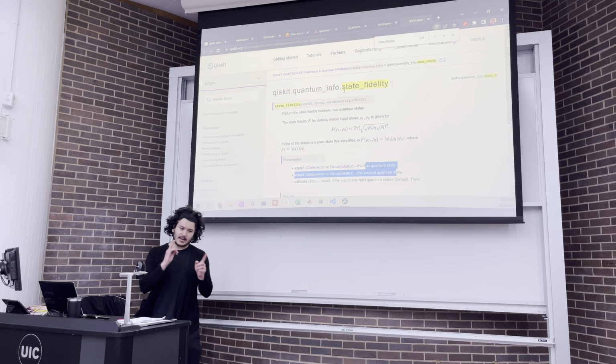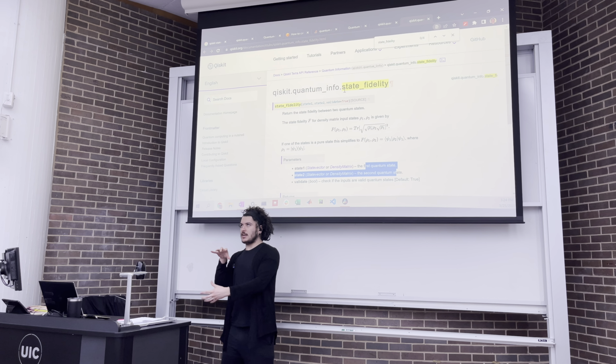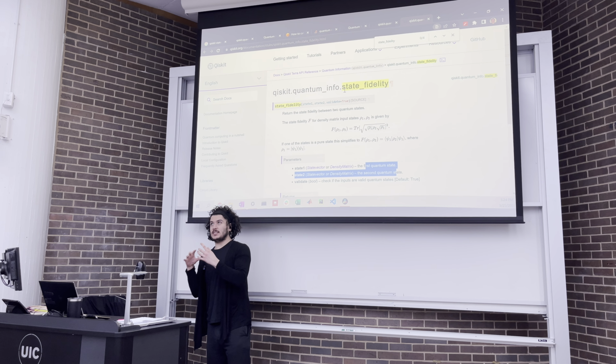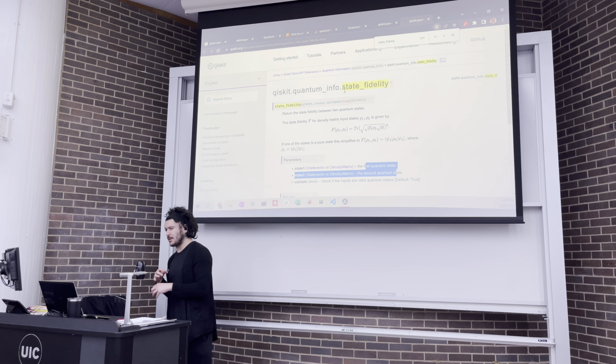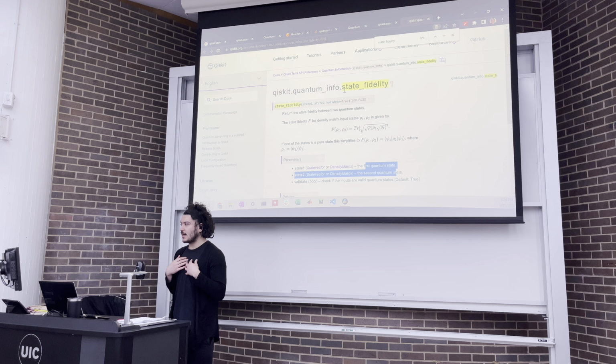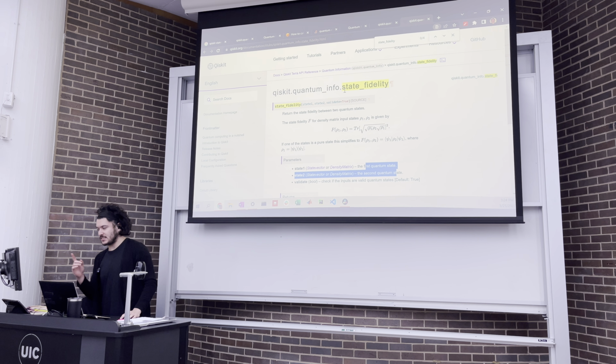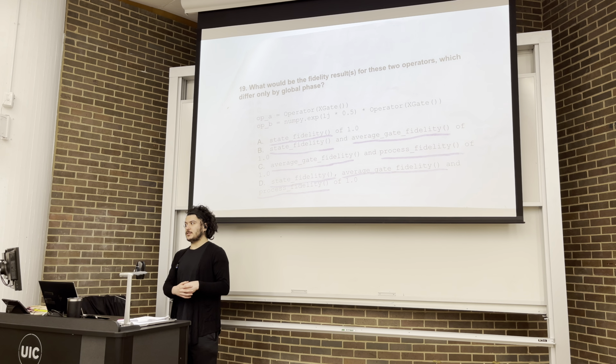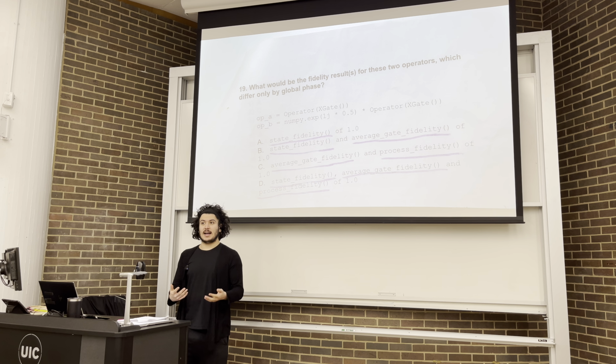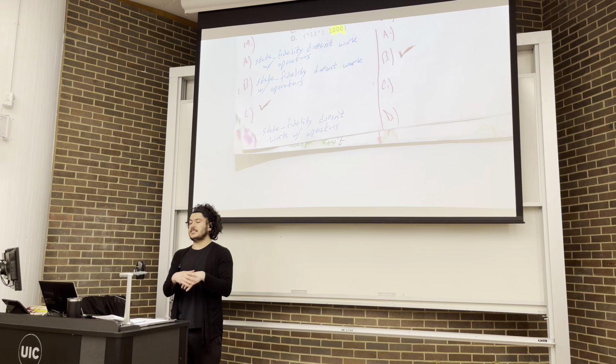But I think it could be an oversight on my part, because I think it's a fundamental software thing about methods and operators playing nice with each other, and not necessarily a Qiskit problem. So it might be more of an embedded problem that I realize. It might be something on me, and I wouldn't be surprised if it is. But long story short, this is one of the lesser satisfying questions. 19. What would the fidelity result be for these two operators, which differ only by global phase? This is one of the ones I had to memorize. You have to know that state fidelity does not work with operators.